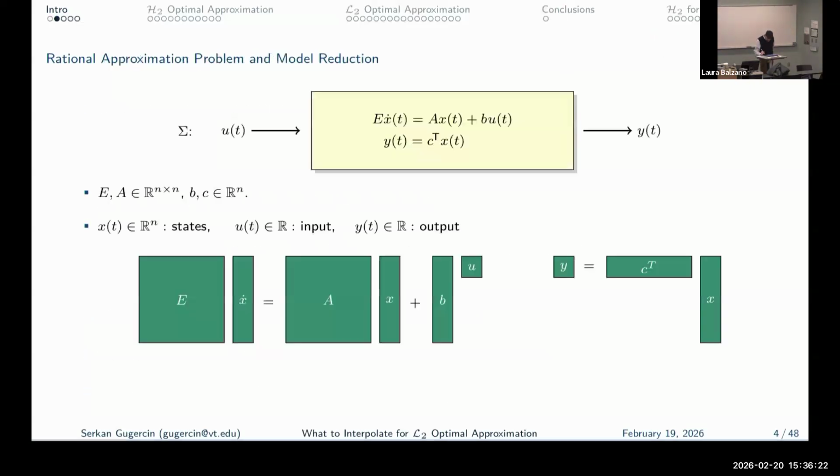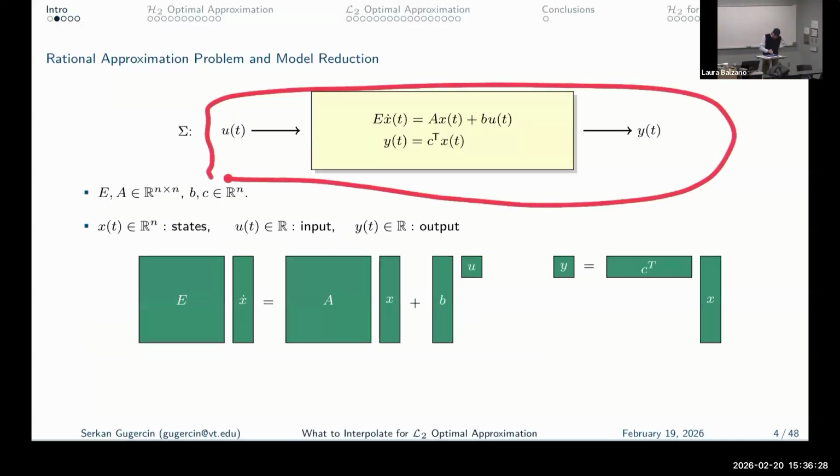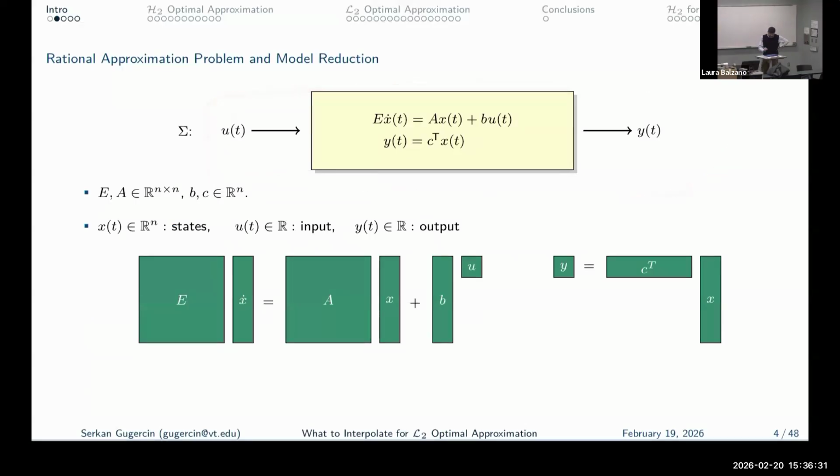Okay. So why rational approximation? I come from a model reduction community. You must have seen this in a control seminar. I assume everybody's familiar with something like this. This is the basic linear case. U is my input, Y is my output, X is my state.